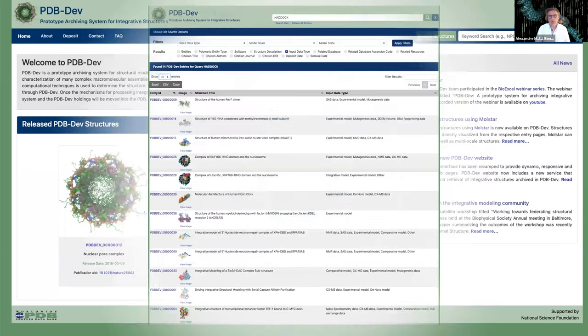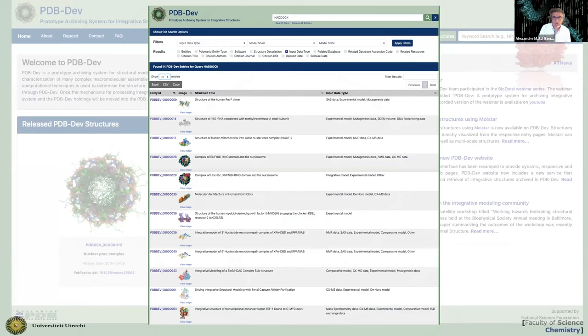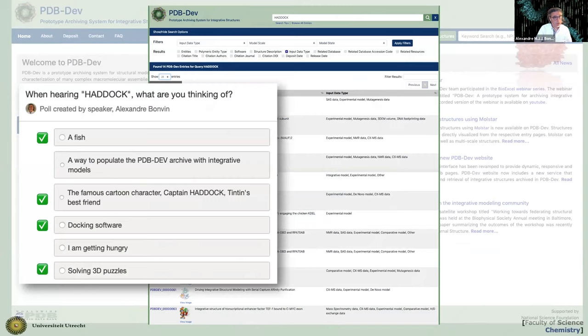Now, if we look into the repository and I search for HADDOCK, there are currently 14 entries, which is about 25% of the entries in PDB-Dev coming from HADDOCK. So we can add another check mark to the poll. It is a way to populate PDB-Dev, which only leaves us with, I'm getting hungry.